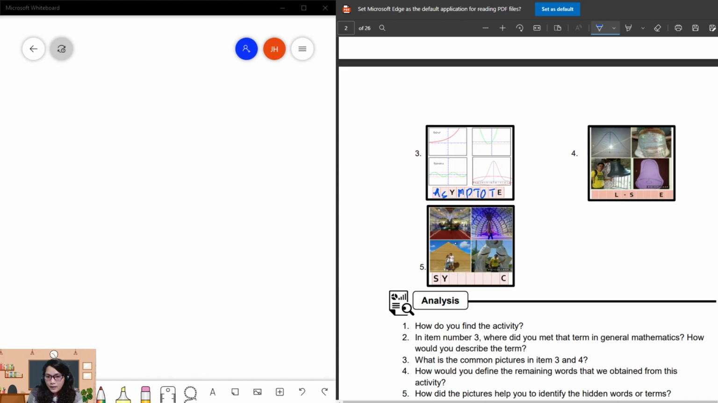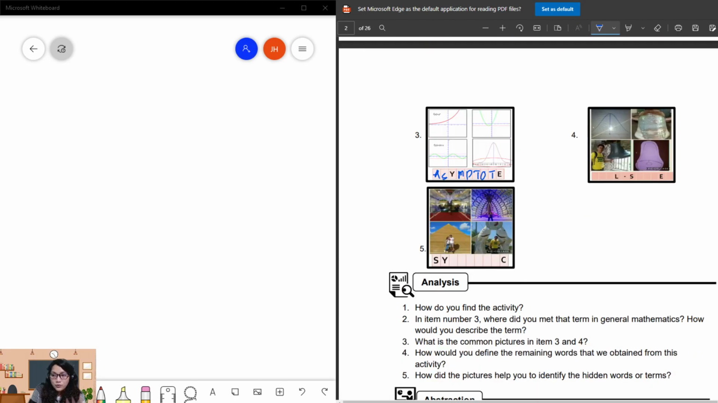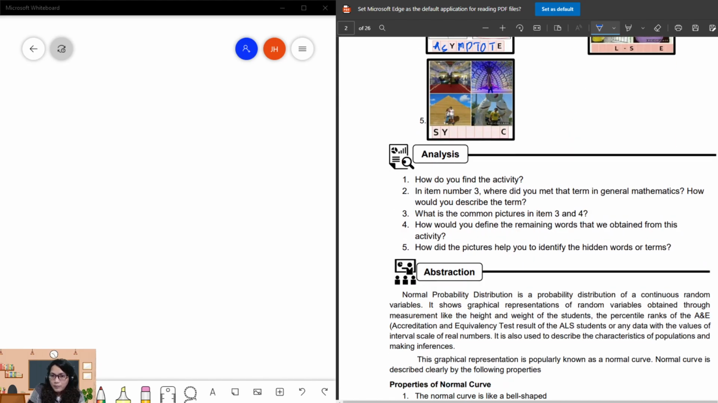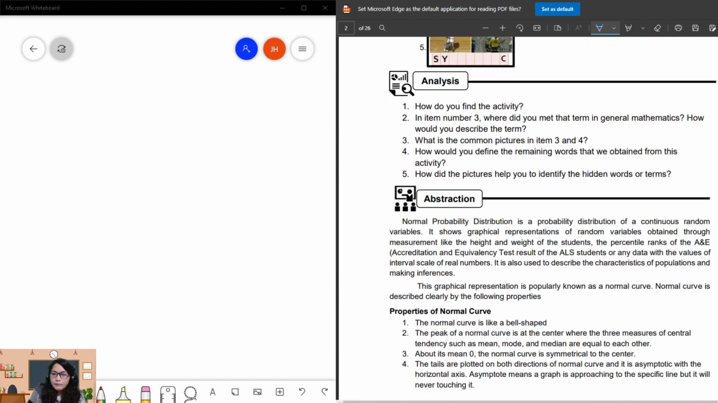This one, what can you say about this picture? This is what we call symmetric. Yes, symmetric, and this one is bell. Yeah, we have here the bell shape. So these pictures here describe the normal distribution. We have the area, it is normal, and we have the asymptote, which approaches 1, but it will never ever touch that axis. And then it is bell shaped because it is normal, and then it is symmetric.